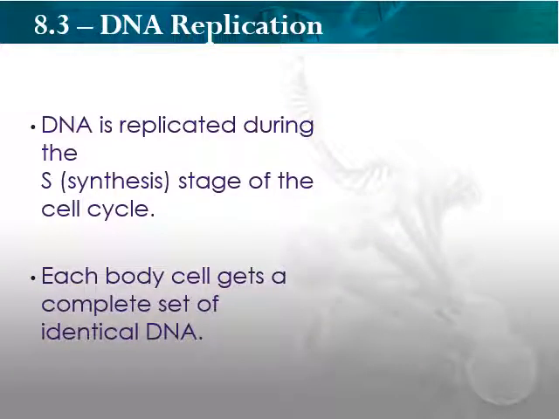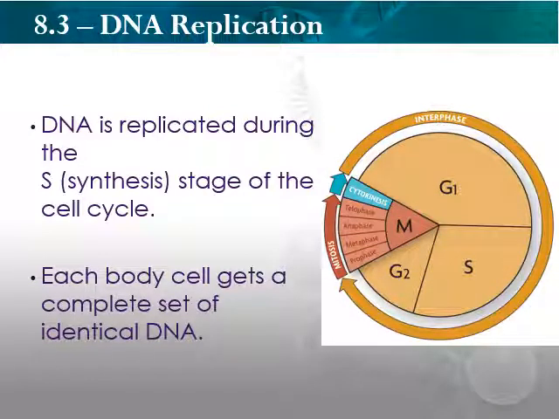Now, DNA is replicated or copied during a stage of the cell cycle, and we're going to talk about the cell cycle in detail next week. The cell cycle is how cells actually make new cells. DNA has to be copied because each body cell gets a complete set of identical DNA. This is important because that DNA holds all the instructions for making you, and different cells need different parts of these instructions in order to do their jobs. DNA is replicated during the S, or synthesis, stage of the cell cycle. Again, we'll talk about that more in detail next week.